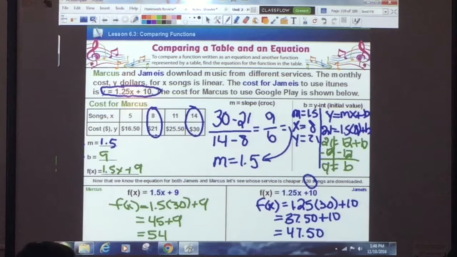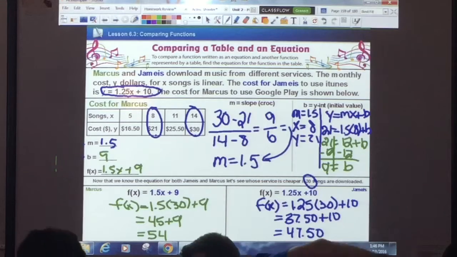So now I can answer that question. Who pays less for 30 songs, Marcus or Jamie? Jamie. He pays $47.50. He pays $54. He pays $6.50 less than this guy. Any questions on the first one before we try one together? Anybody? Okay, so let's try one of these together.